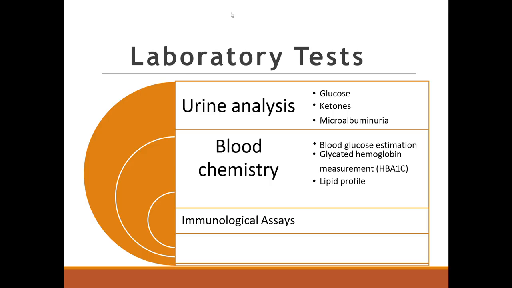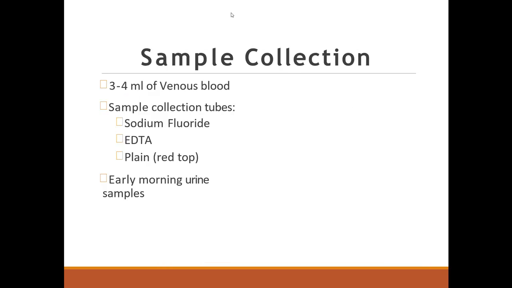Laboratory tests. What are the laboratory tests done for diagnosis of diabetes mellitus? They are urine analysis, blood chemistry, and immunological assays. Under urine analysis, we measure glucose level, ketones level, and microalbuminuria. In blood chemistry, blood glucose estimation, glycated hemoglobin measurement, that is HbA1c, lipid profile, and immunological assays.